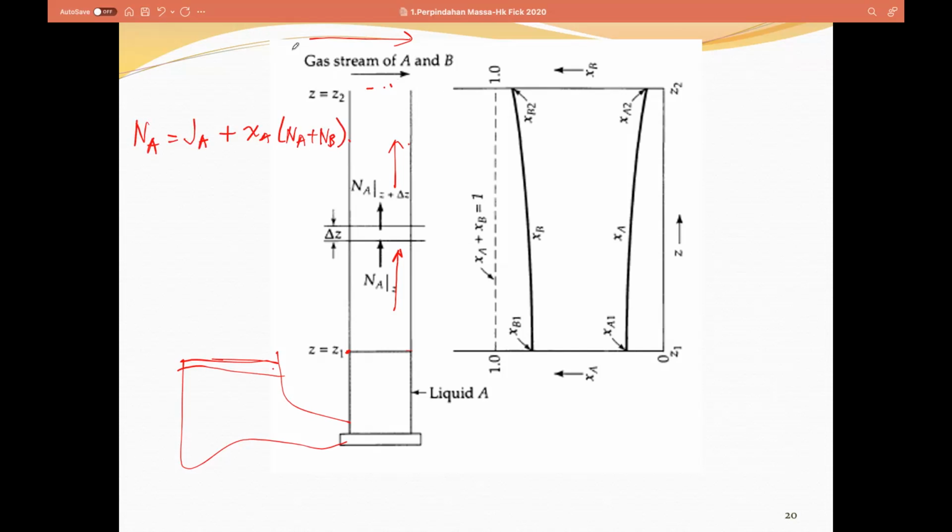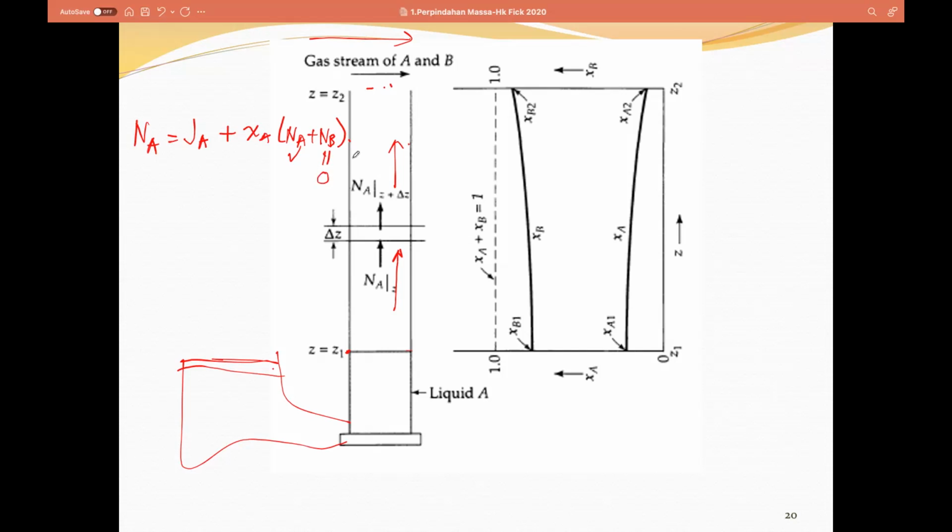For example, if you don't have any moving medium over here, in this area, what do you think? Do you have NA, a flux of A going upward? Yes, you have this value. Do you have NB? For example, you have air for the B. Is the B moving around this area? No. Because B is not moving, it's not forced by an exhaust fan or a blower or something, then we know that this equals 0.